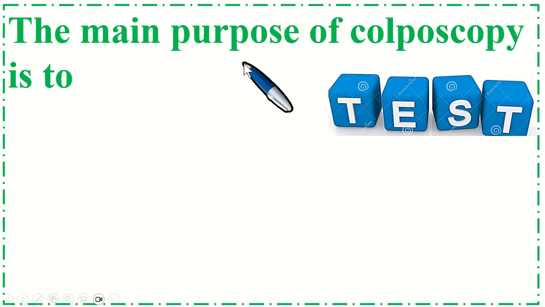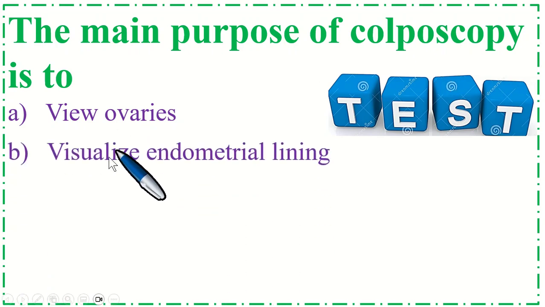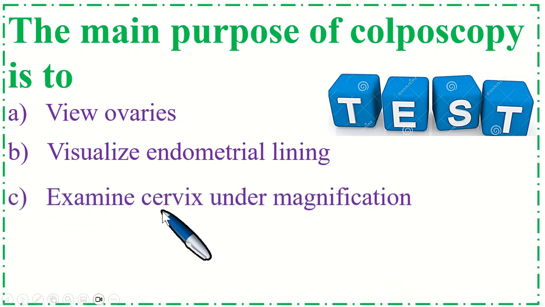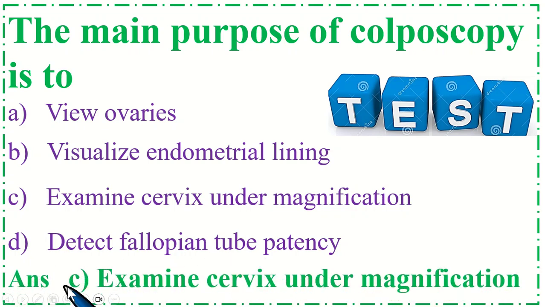The main purpose of colposcopy is to option A view ovaries, B visualize endometrial lining, C examine cervix under magnification, D detect fallopian tube patency. So the correct option is C examine the cervix under magnification.